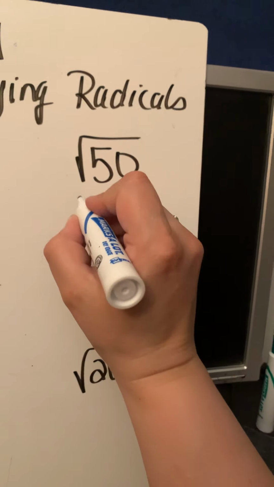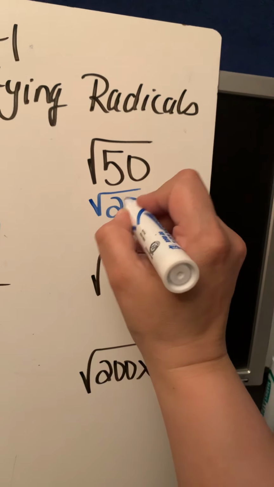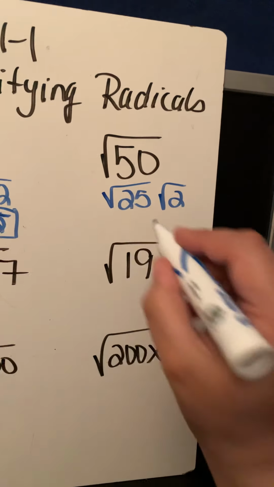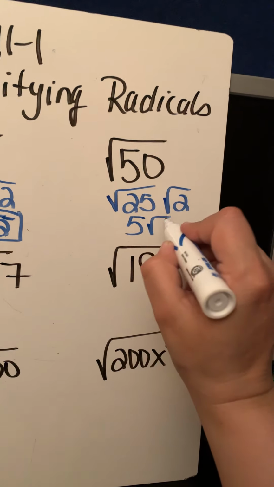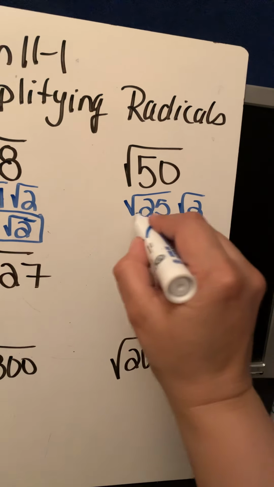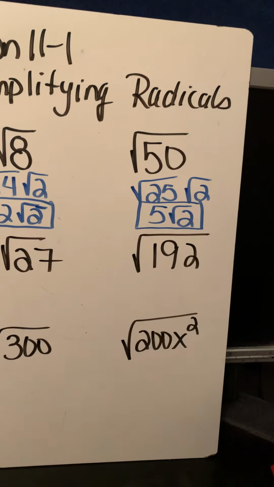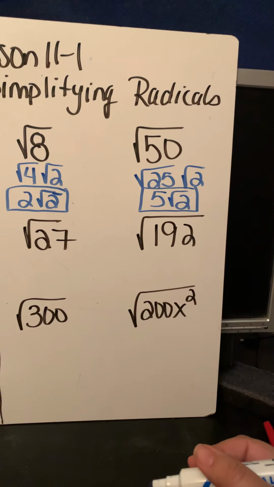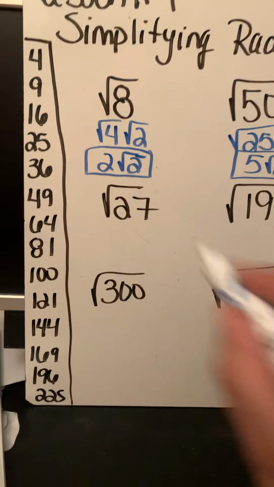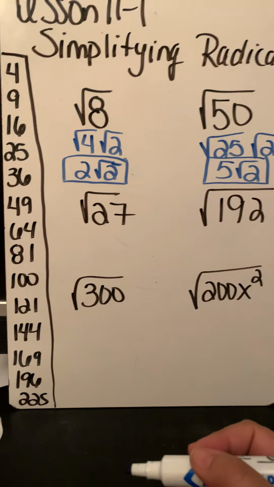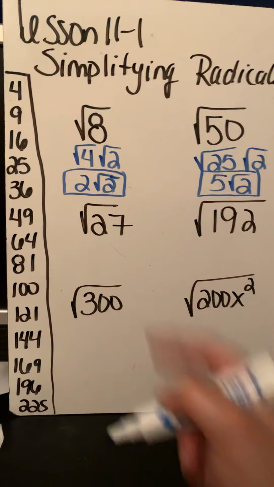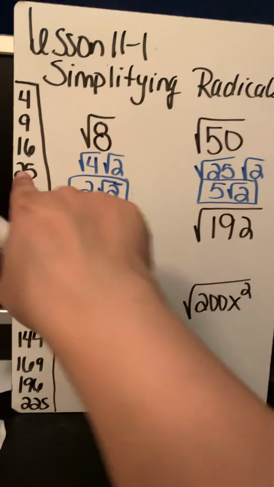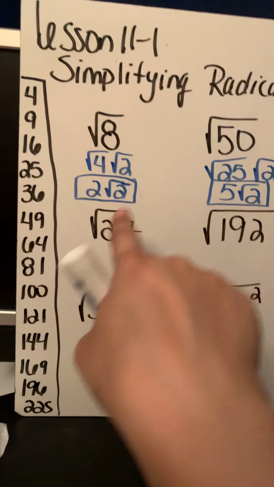So 25 goes into 50 2 times. Well, what's the square root of 25? It's 5. So that is 5 root 2. Done. Simplified. Again, notice that's a prime number. Okay, another easy one. What perfect square goes into 27? 9. 9 divides into 27. Again, it's not the closest one to it, it's what divides into it.